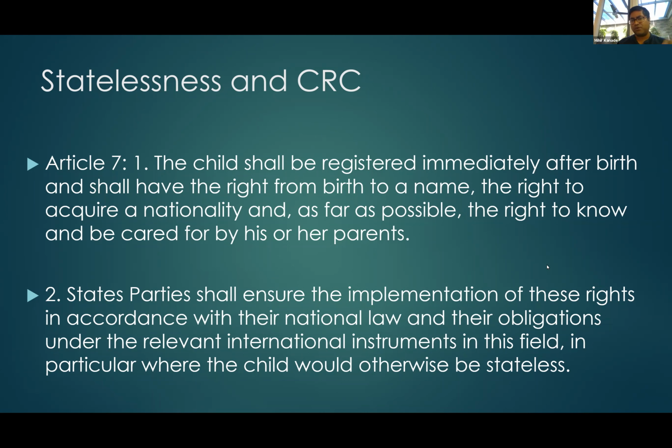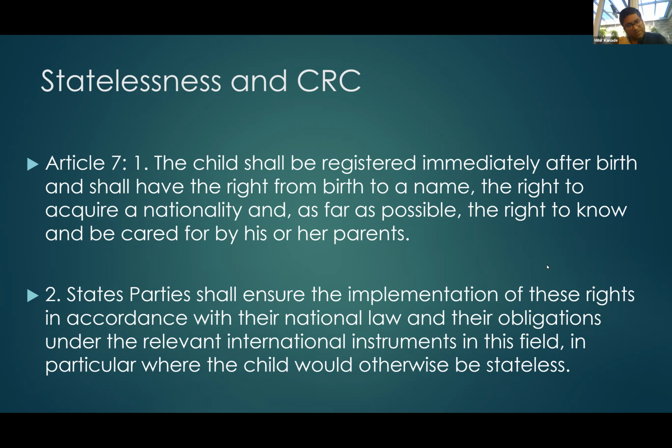So paragraph 2 of Article 7 stipulates that states parties shall ensure the implementation of these rights in accordance with their national law and their obligations under the relevant international instruments in this field, in particular where the child would otherwise be stateless. I want to pause here for a second. Clearly, this is a corresponding obligation on states parties to the right of the child to acquire a nationality.